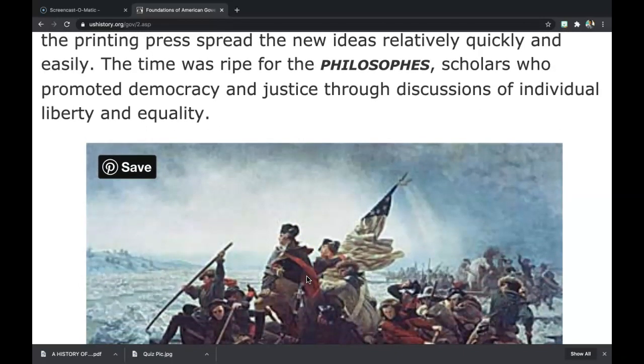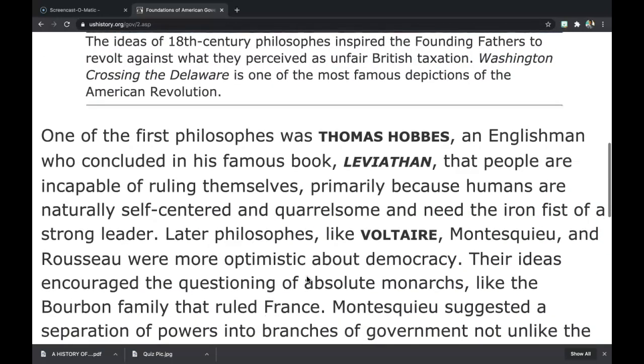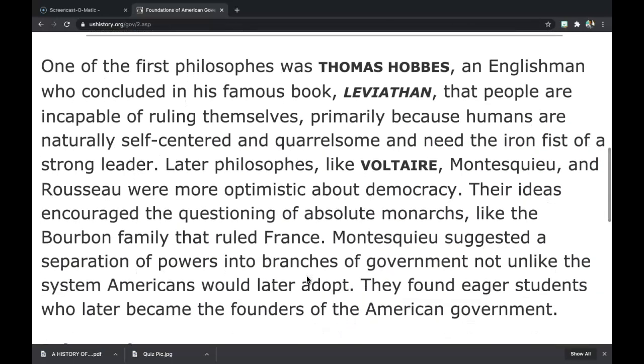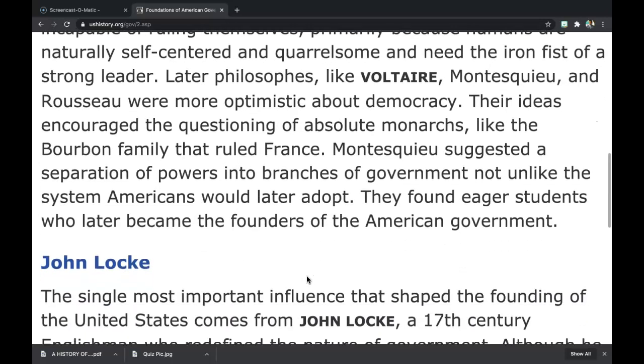Scholars promoted democracy and justice through discussions of individual liberty and equality. One of the first philosophers was Thomas Hobbes, an Englishman who concluded in his famous book Leviathan that people are incapable of ruling themselves, primarily because humans are naturally self-centered and quarrelsome and need the iron fist of a strong leader. But later philosophers like Voltaire, Montesquieu, and Rousseau were more optimistic about democracy.